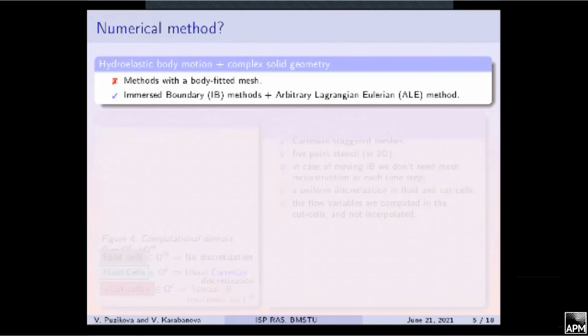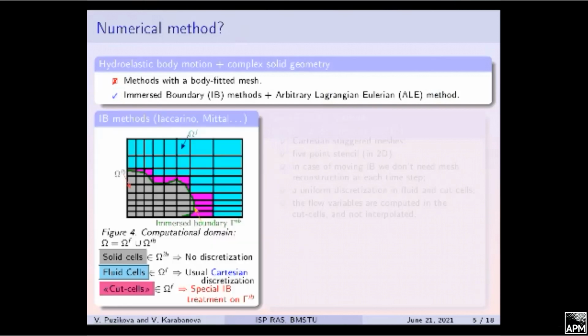It is necessary to choose a numerical method to solve the problem. The advantage of immersed boundary methods over a method with a body-fitted mesh is their computational efficiency. They don't require regridding when the domain shape changes in the simulation process due to hydroelastic body motion. In these methods, the irregular boundary is not aligned with the computational grid.